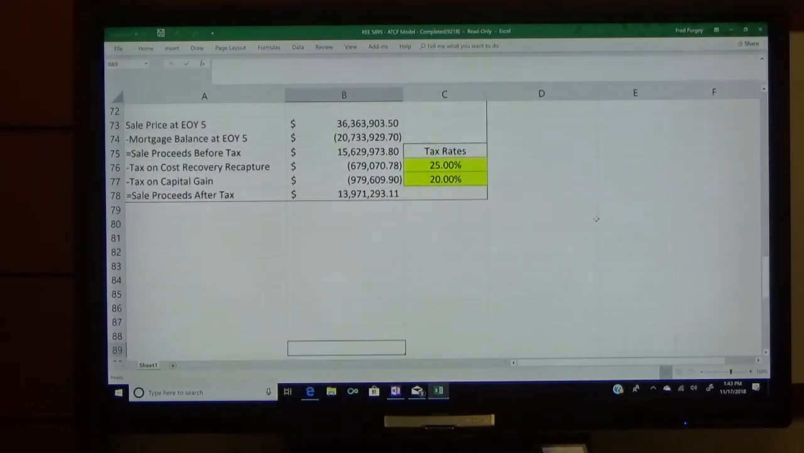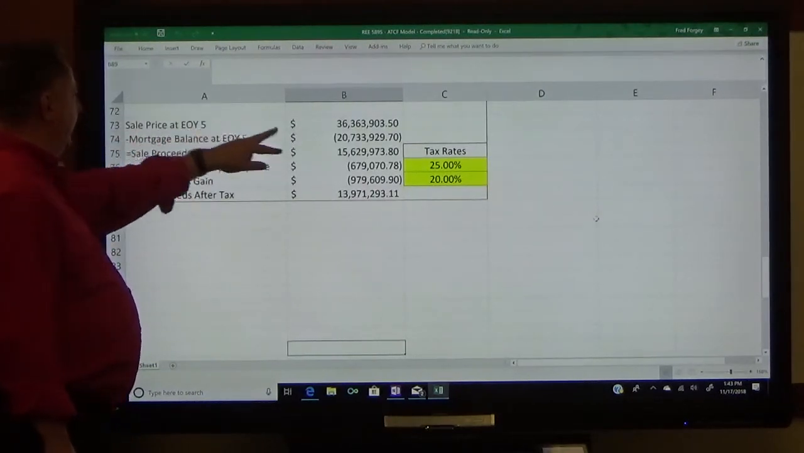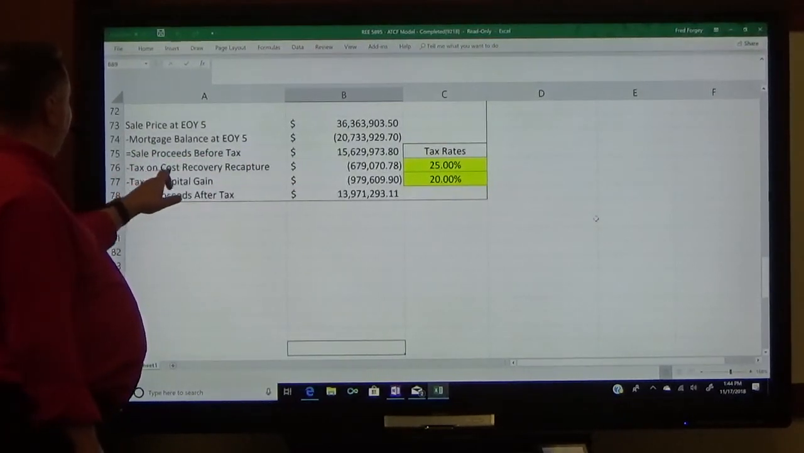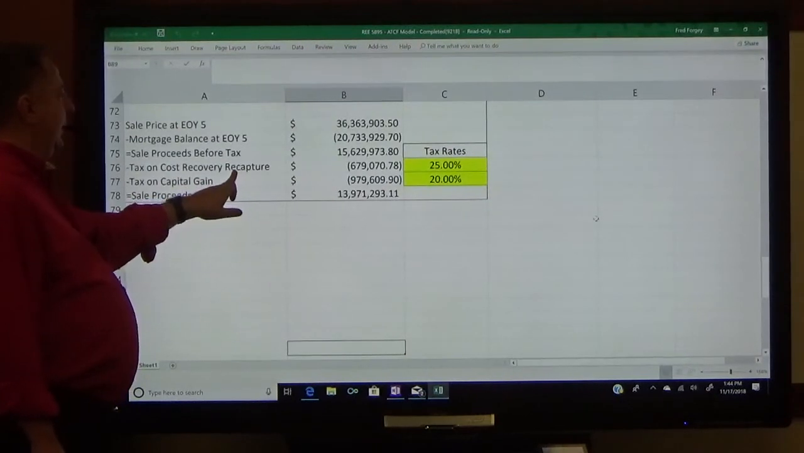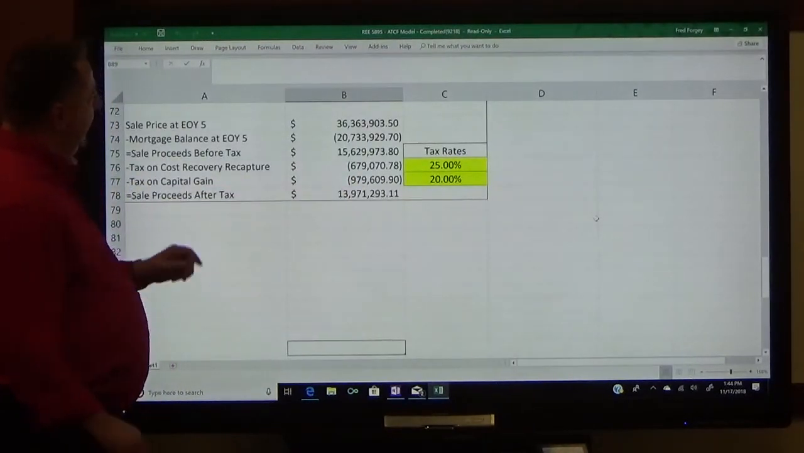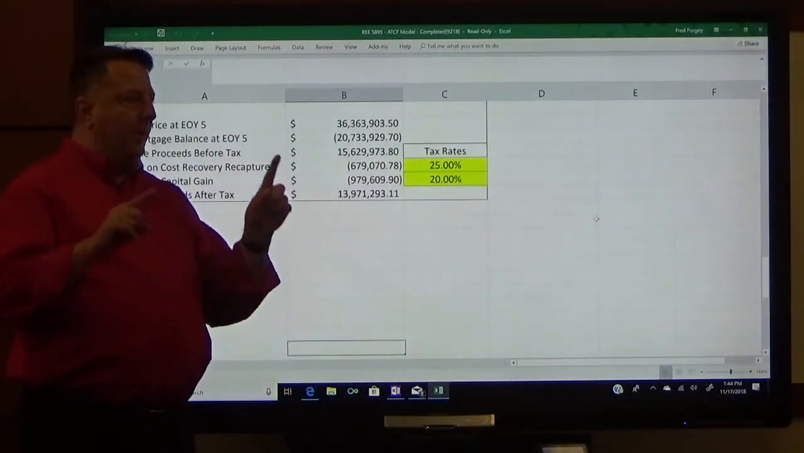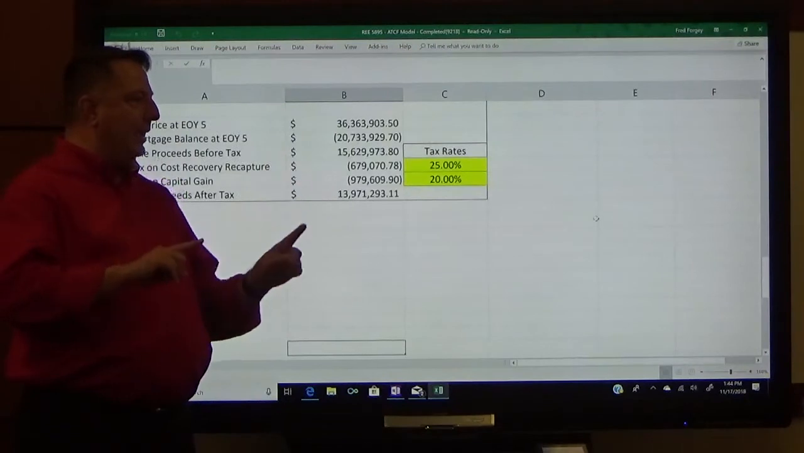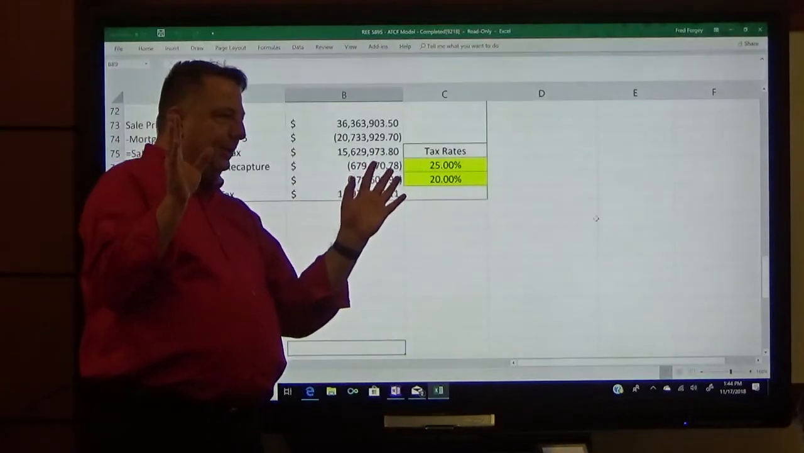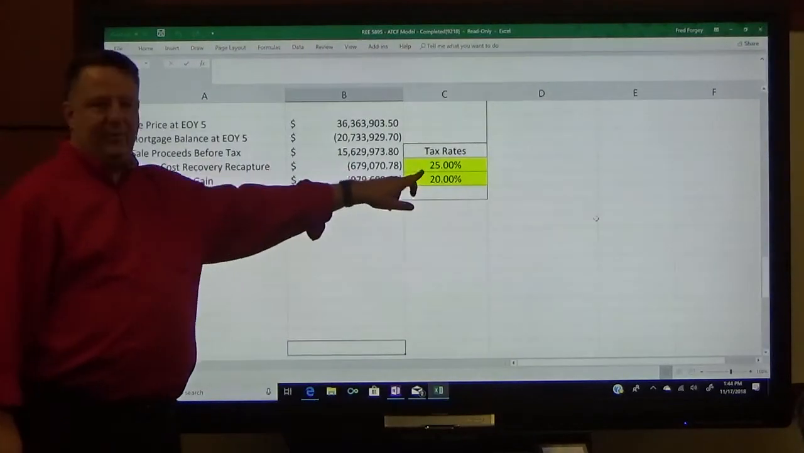Then we come down, we have the sale price, another little subroutine. We subtract out the mortgage balance, we get our sales proceeds before tax. Then we have the tax on the cost recovery recapture. Now this is where it gets kooky, okay? Basically what they're saying is, because you sold the property for more than, in essence, you paid for it, and you've taken depreciation on it, all that depreciation you took, we're going to tax it, okay? And we're going to tax it at a 25% rate.